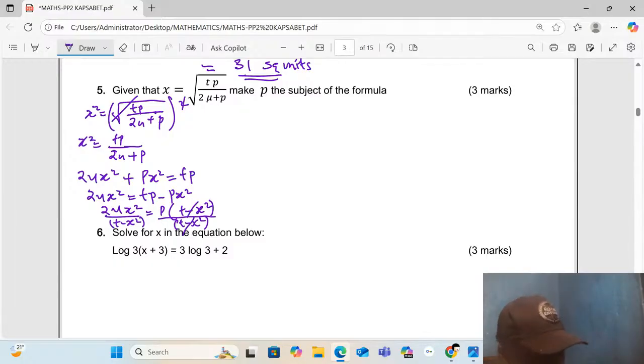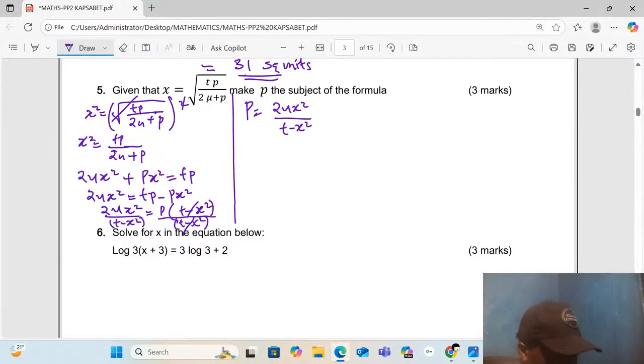So this one goes with this, so that we have our P to be equal to 2Ux squared divided by T minus x squared. So that one becomes the value of P as per this question.